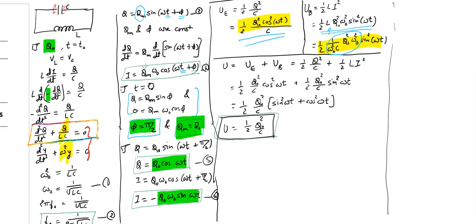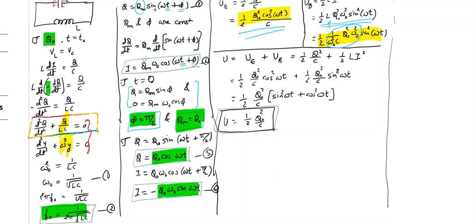So that is all about the expression for frequency, expression for charge, current, and energy in case of LC oscillator circuit.